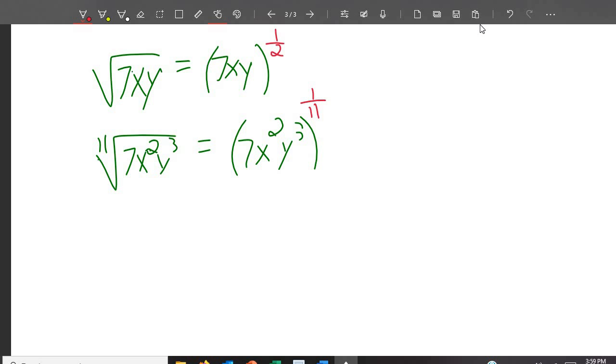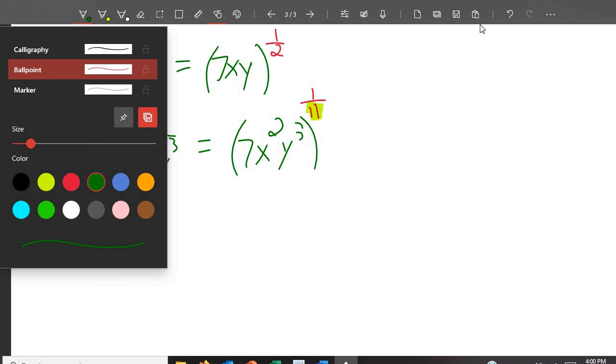So we want to be able to change a root symbol. So make sure you understand this. That's an 11, so the bottom is an 11. Whatever the root is, that's what goes in the bottom of the fraction of the exponent. So we want to be able to go back and forth.